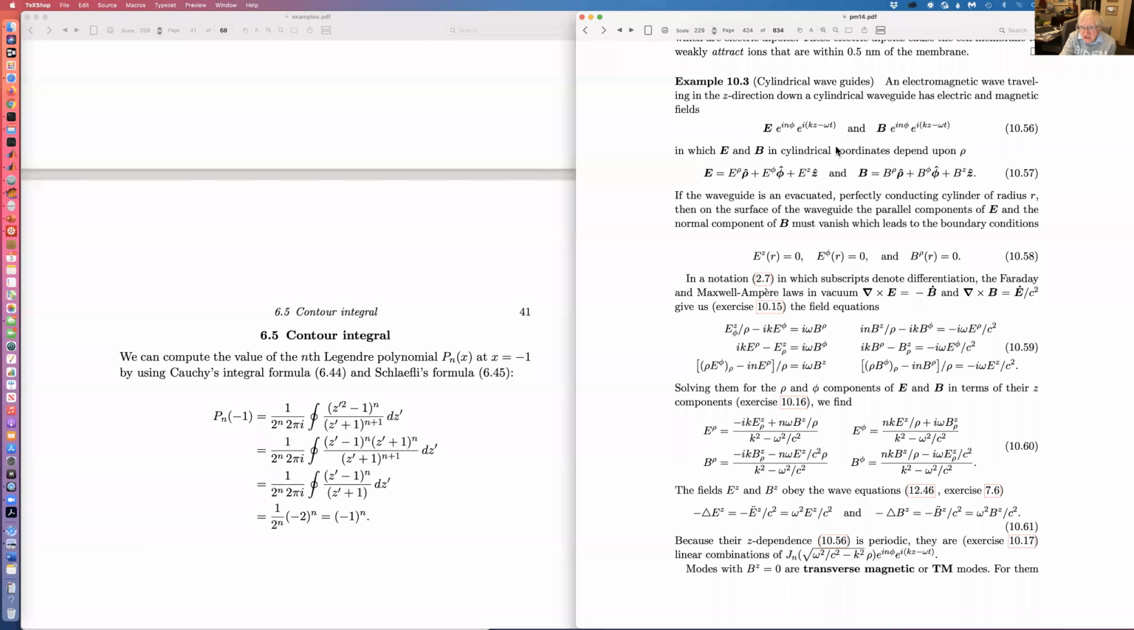So we're saying that the fields E and B are given by these two expressions. And in each case, E here has three components, and these are the cylindrical coordinate expressions for the electric and magnetic field. And then we have the boundary conditions that the parallel component of E and the normal component of B both vanish.